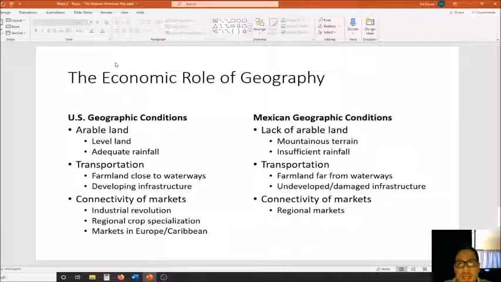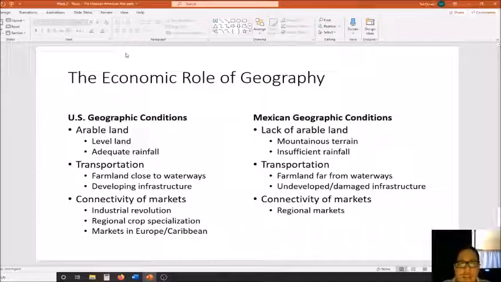Most of the arable land in Mexico is located in the center of the country. And that's a problem because the center of the country is not well connected. There's not a lot of waterways there. And so these farms are not able to quickly and easily load up their farm goods onto ships and transport them to other regions that would help with developing their economy.